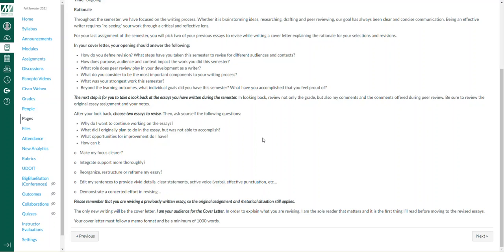So how can I make my focus clearer, integrate support more thoroughly, reorganize, restructure, reframe my essay, demonstrate a concerted effort in revising. So you're going to revise and you're going to write a cover letter, and in your cover letter you're going to tell me exactly what you're going to do to revise these 2 previous works and why.